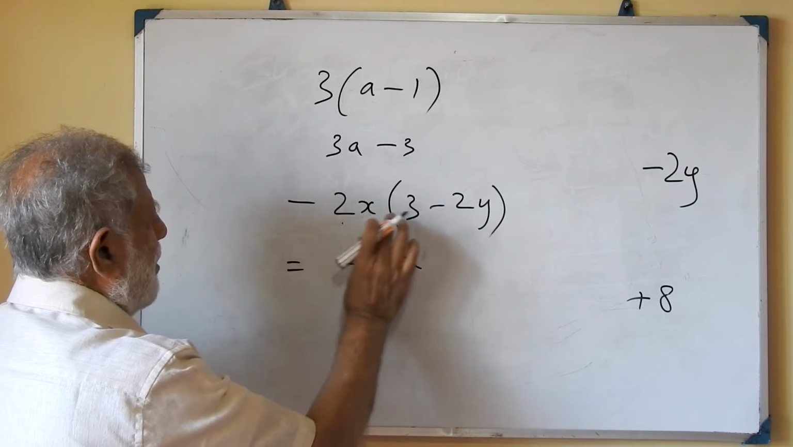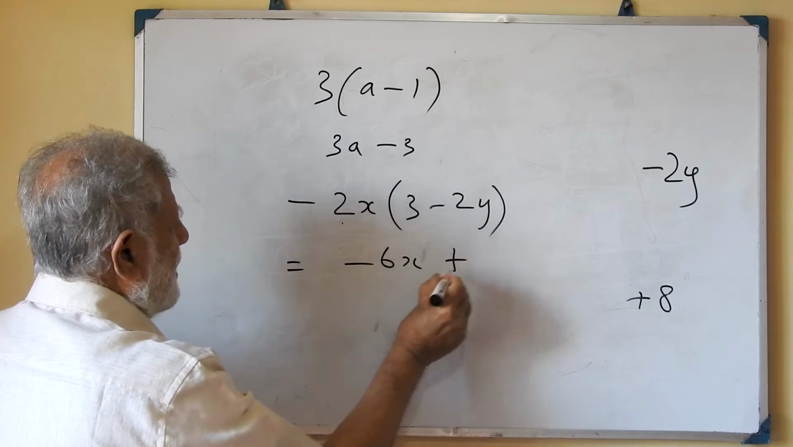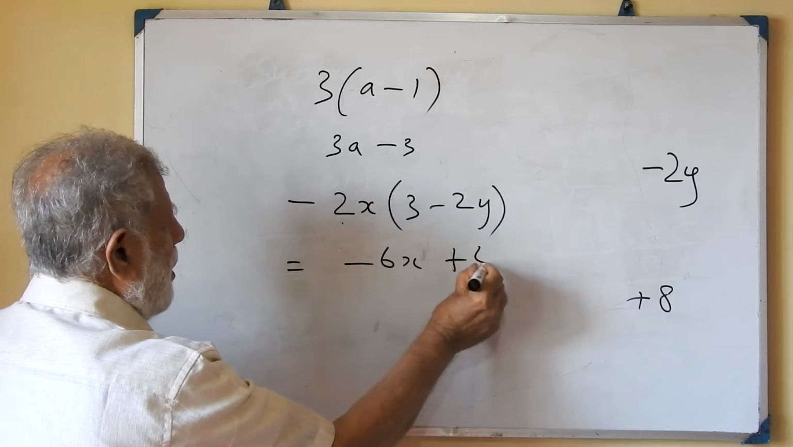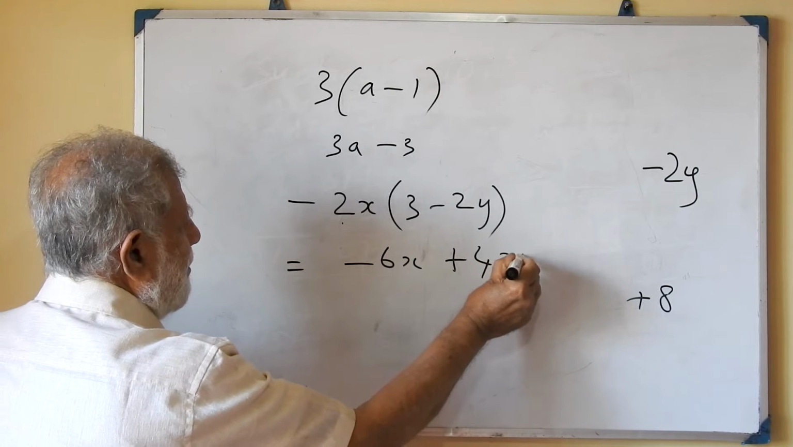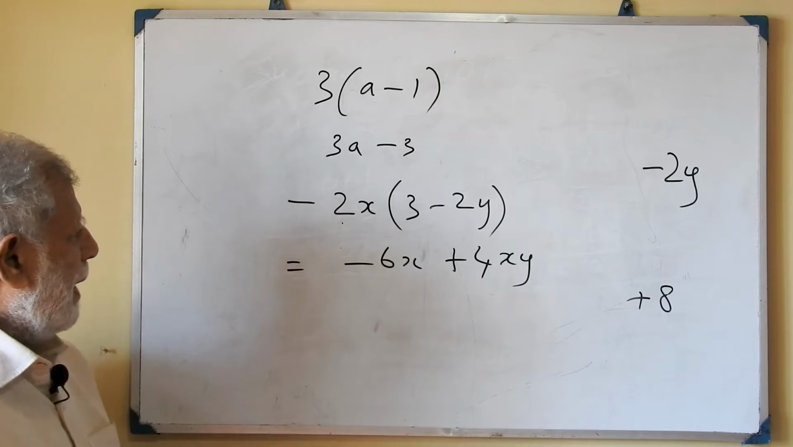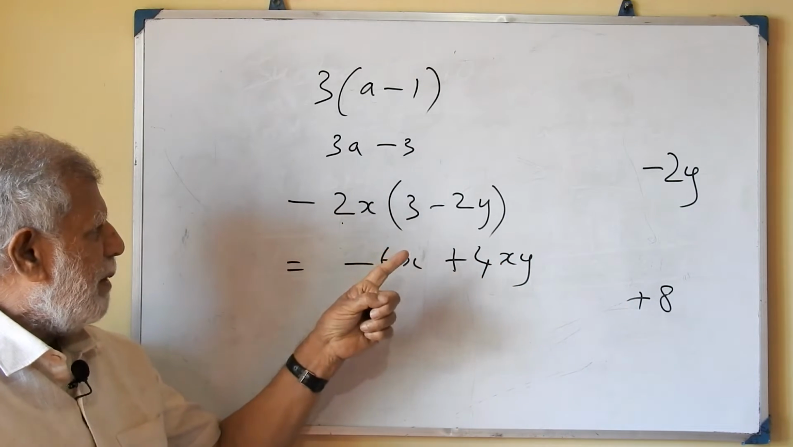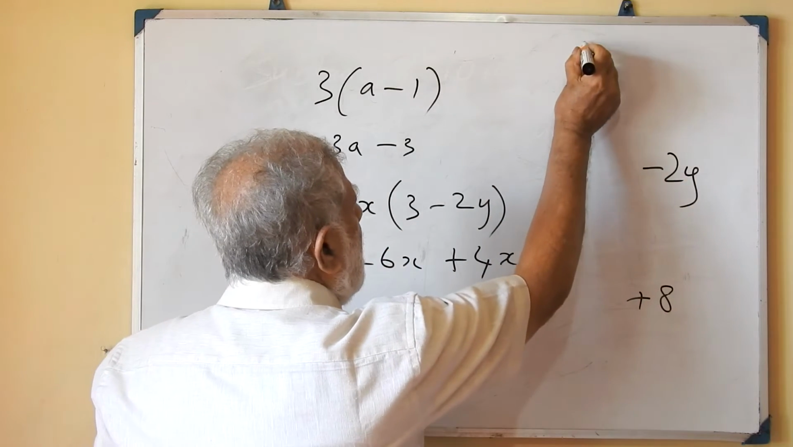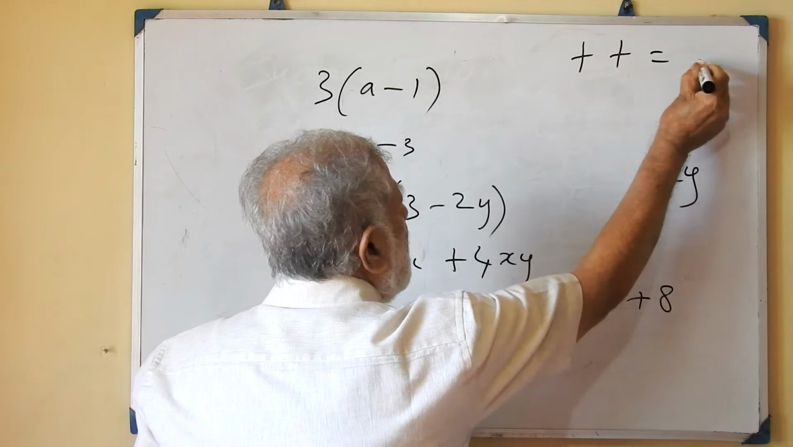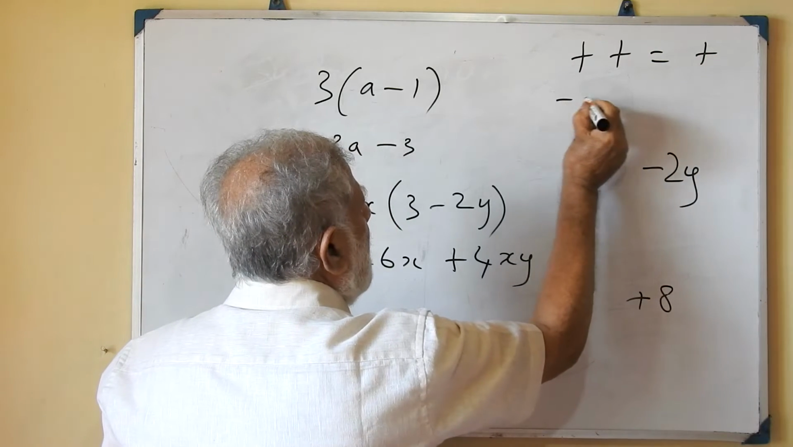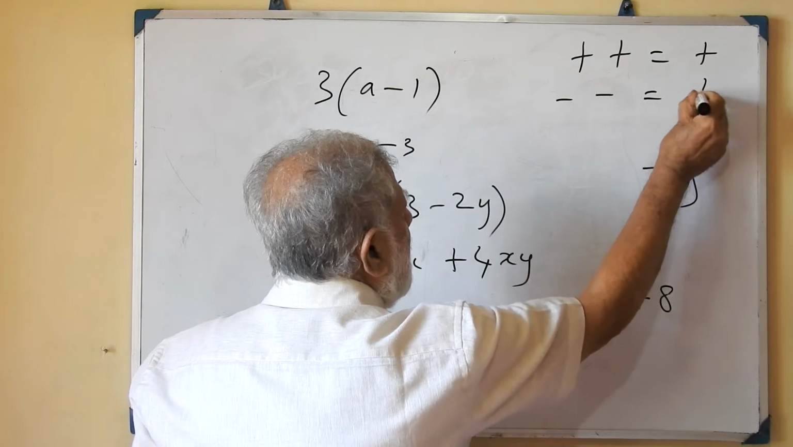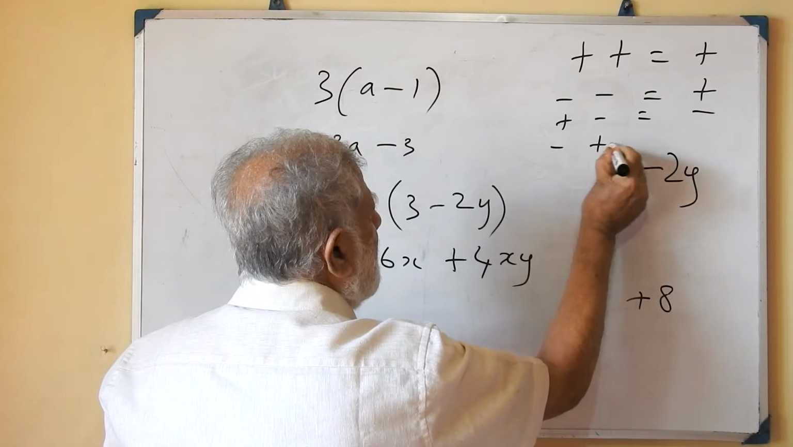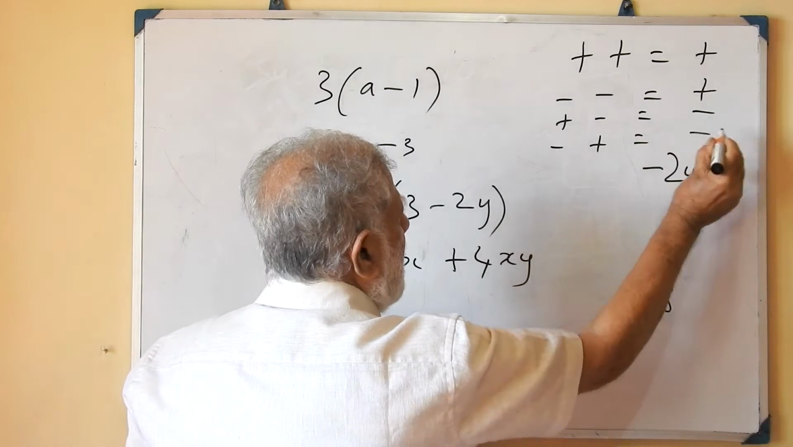Then again, minus into minus becomes plus. We studied this in year 8. Minus into minus plus, 2 into 2, 4, x into y, xy. So the answer here is plus 4xy. Look how many things we have to multiply. First of all, we have to multiply the signs. Plus and plus when you multiply becomes plus. Minus and minus becomes plus. Plus and minus becomes minus. Minus and plus becomes minus.